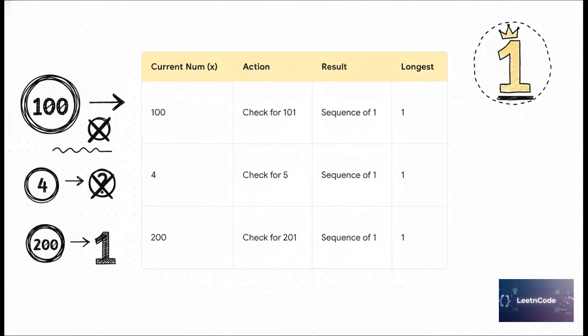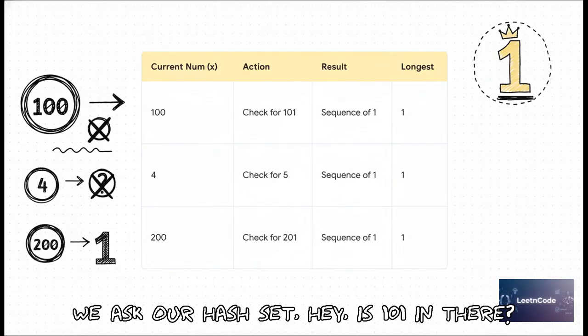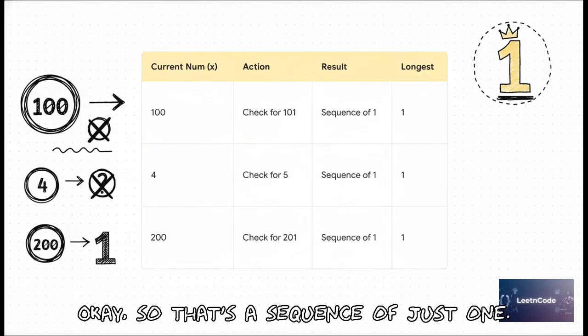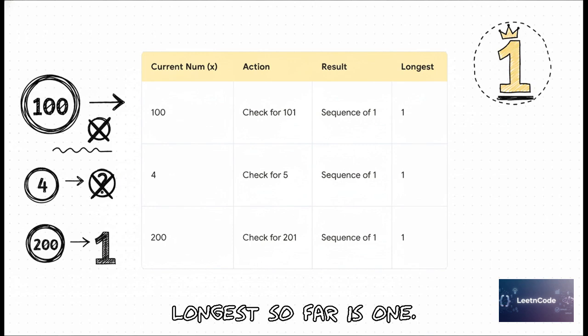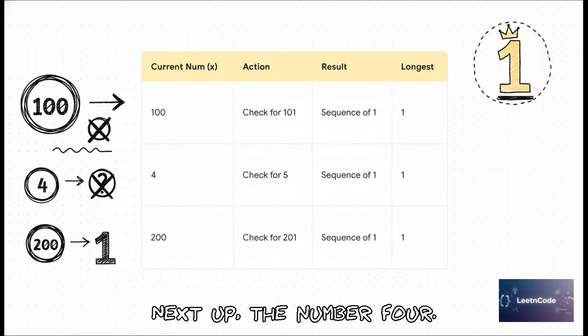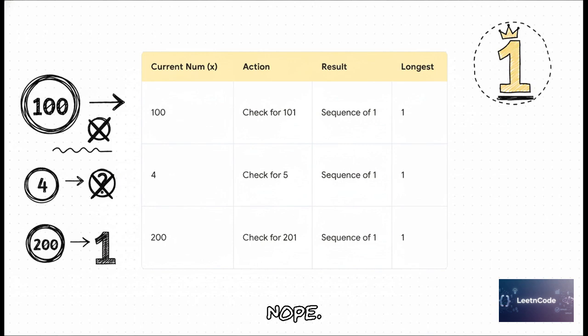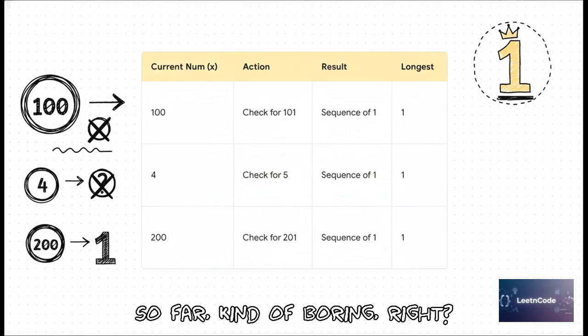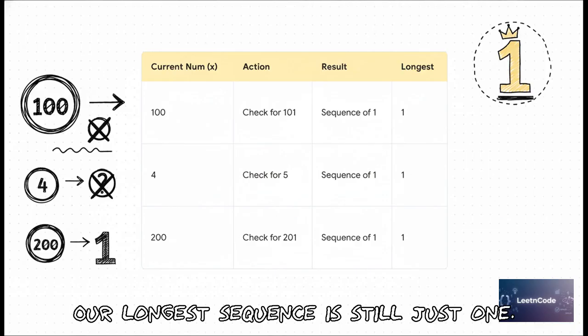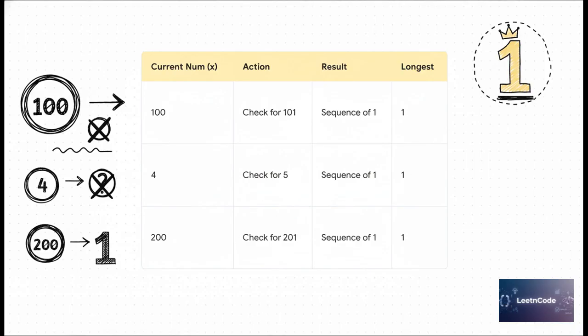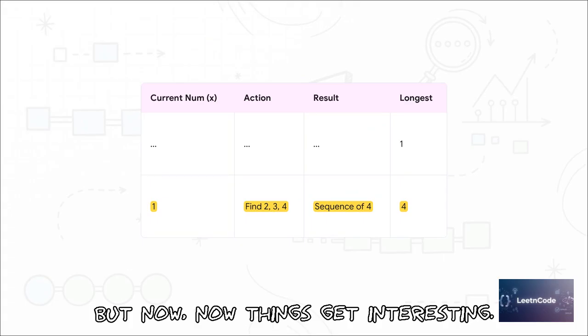Okay, let's trace this thing with our example. First up is 100. We ask our hash set, hey, is 101 in there? Nope. Okay, so that's a sequence of just 1. Longest so far is 1. Next up, the number 4. Is 5 in the set? Nope. Another sequence of 1. Same deal for 200. We check for 201, it's not there. So far, kind of boring, right? Our longest sequence is still just 1. But now things get interesting.